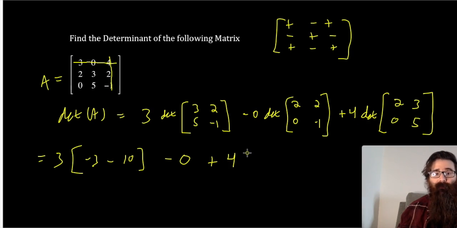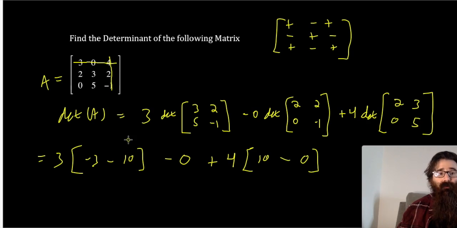And then plus here I have 4 times. And then here for the 2 by 2 determinant, I get 2 times 5 is 10, minus 3 times 0 is 0. And I should be able to go the rest of the way with this. So what am I left with? I'm left with 3 times -3 minus 10. I don't need the 0. It's not going to do anything. And then plus 4 times 10 minus 0 is 10.